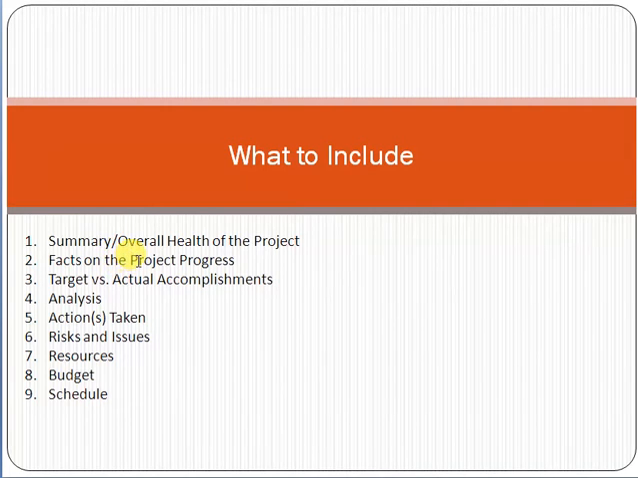Facts about the project progress. For example, if you are lagging in a project as per the project plan, you must mention the facts in the project report. Target versus actual accomplishment. For example, as per the plan, you had to accomplish 10 tasks till now, and you have completed only 7 tasks. So you have to show the comparison, target versus actual, in the report.